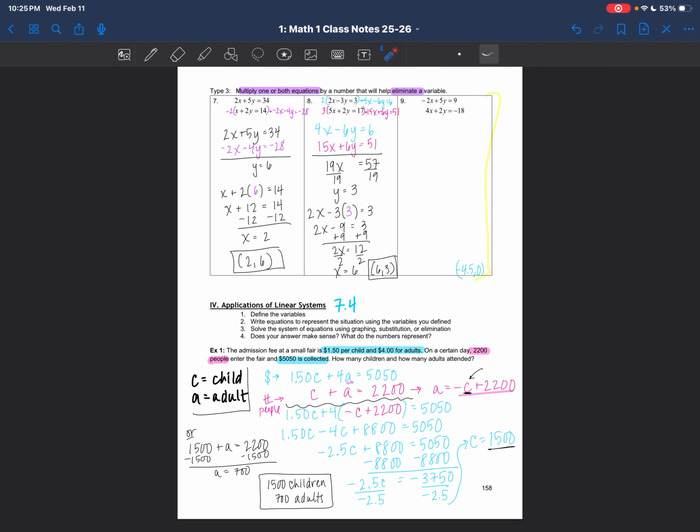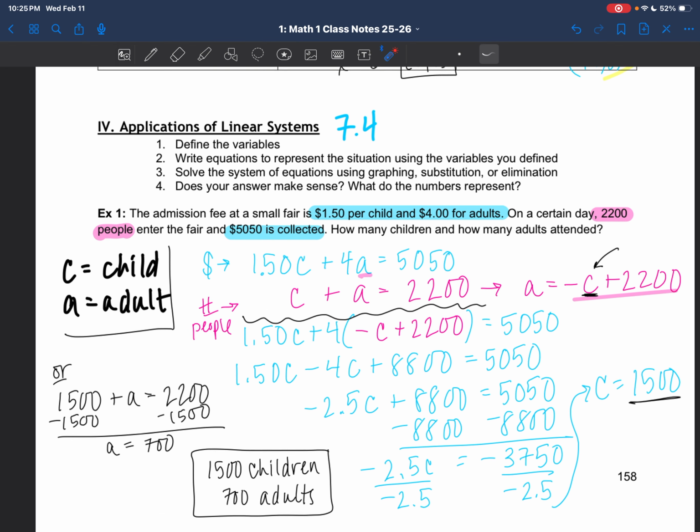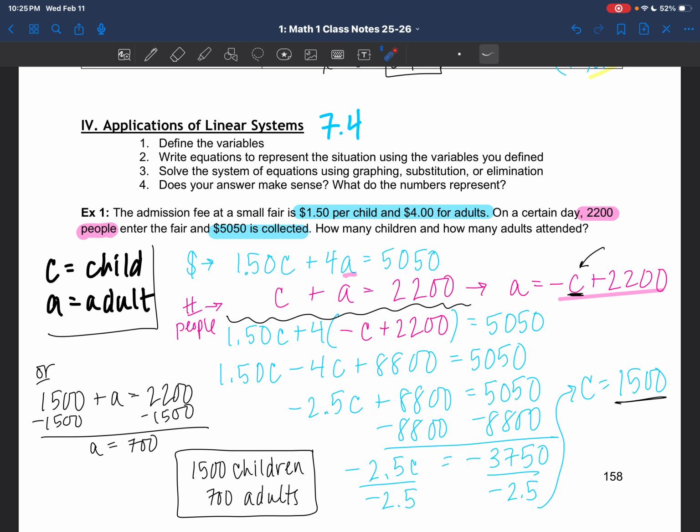All right, today we're going to talk about linear systems, but now we're going to do word problems or applications. There's a lot of steps in doing word problems with linear systems. First we need to define the variables. You can use variables such as x and y. I like to use variables that make sense to the problem, but whatever works for you, as long as you understand what you're solving for.